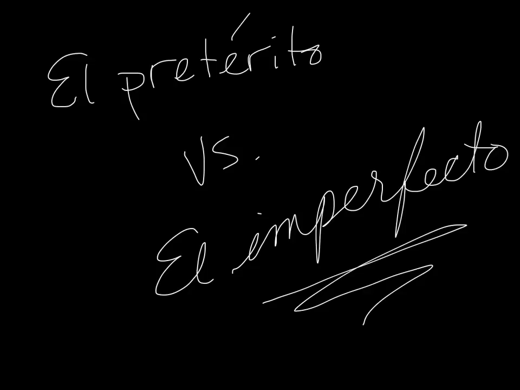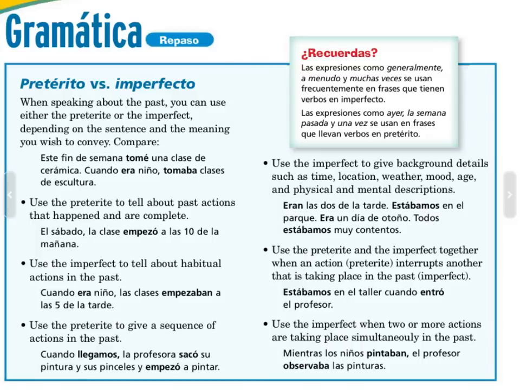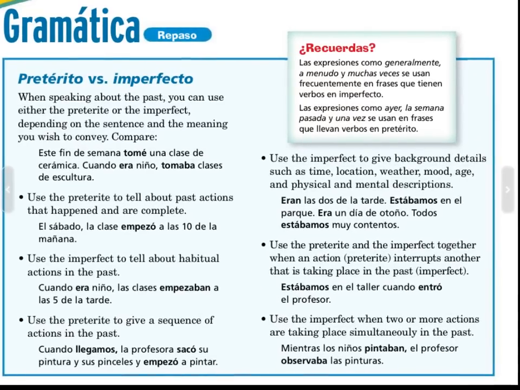All right, guys, today we're going to talk about the preterite versus the imperfect, or el pretérito versus imperfecto, which is perhaps one of the hardest parts of Spanish: knowing when to use which one. So this page gives us a rundown about preterite versus imperfect and when you use each one. Remember that you use both of them to talk about the past. So both preterite and imperfect are talking about the past.